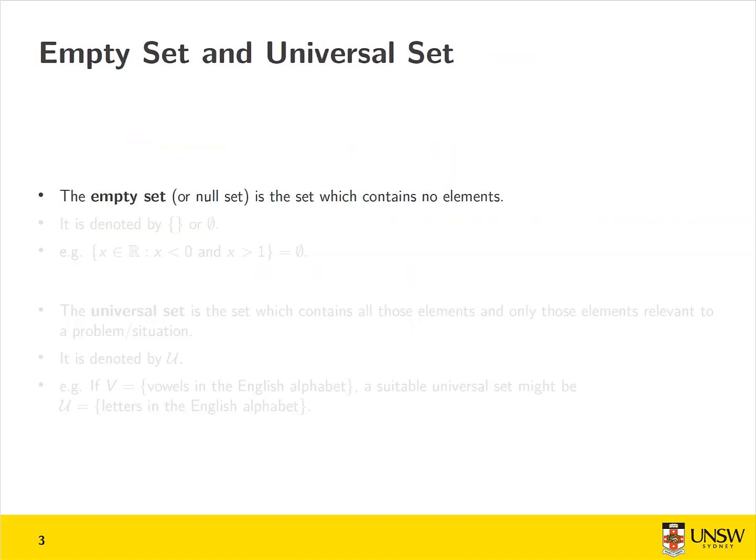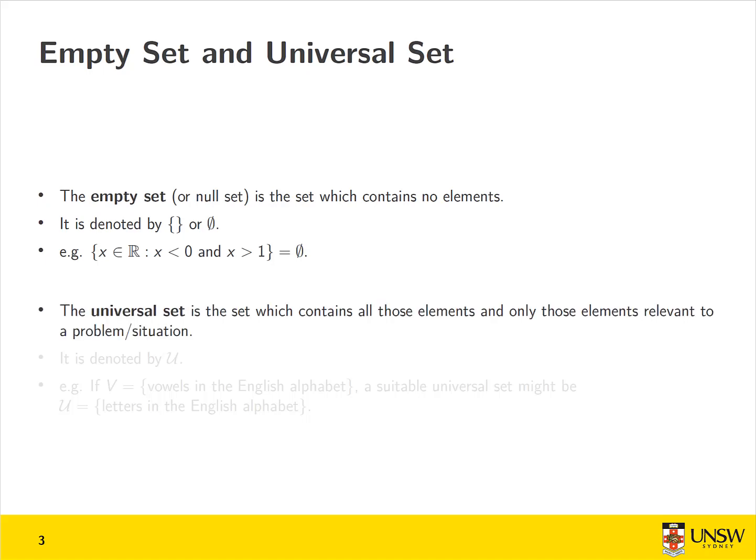Two special named sets are the empty set and the universal set. The empty set, also known as the null set, is the set that has no elements. It can be denoted by a pair of braces with nothing between them, or by a zero or circle with a diagonal line through it. An example which results in the empty set is the set of all real numbers that are less than 0 and greater than 1, since no numbers can satisfy both these properties simultaneously.